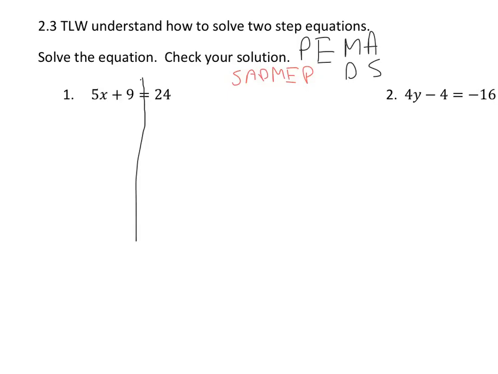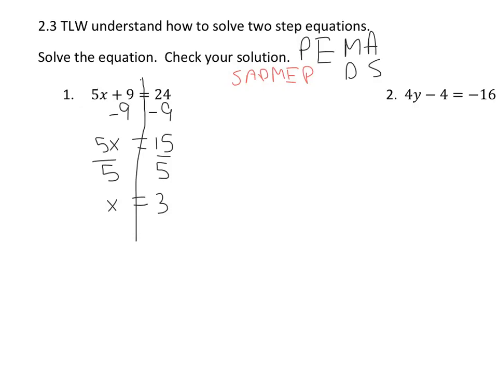So see how I have addition and multiplication, so I have to do subtraction first. So you get 5x equals 15. Then how do you undo the multiplication? Divide. So you get x equals 3.